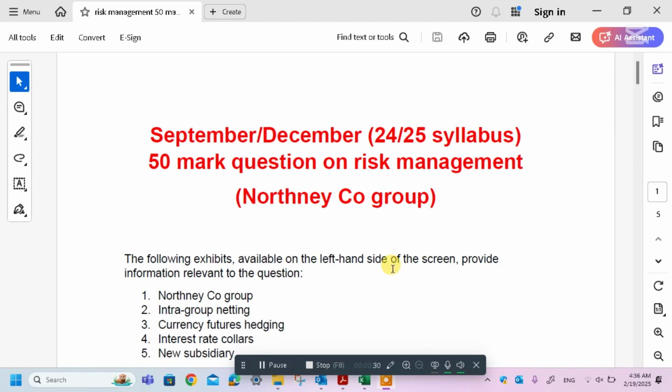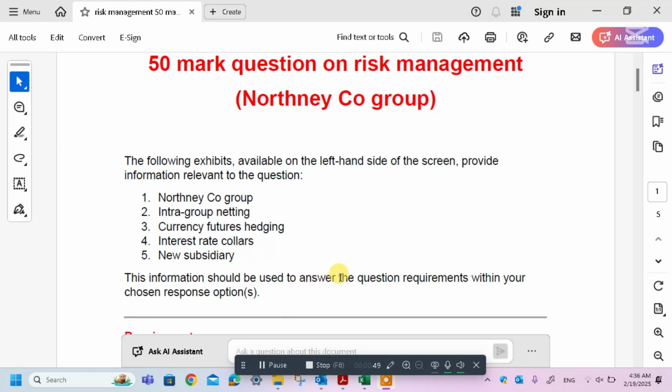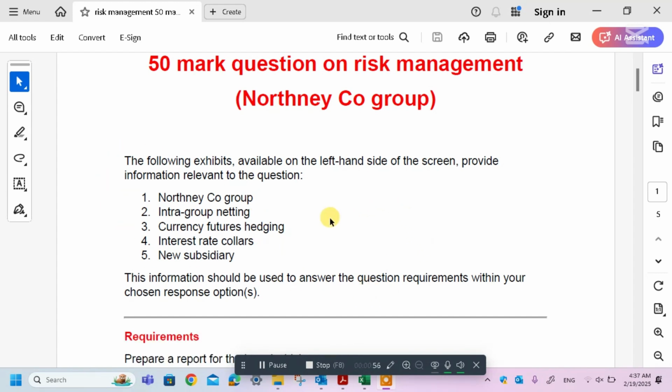The following exhibits available on the left hand side of the screen provide information relevant to the question. First one, Northern Company Group. Second one, Intra-group netting, currency futures hedging, interest rate collars, new subsidiary. The information should be used to answer the question requirements within your chosen response options. When you open the question, this is what you see. Then there will be these 5 exhibits and the requirements.